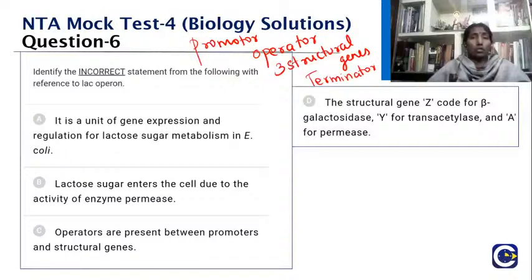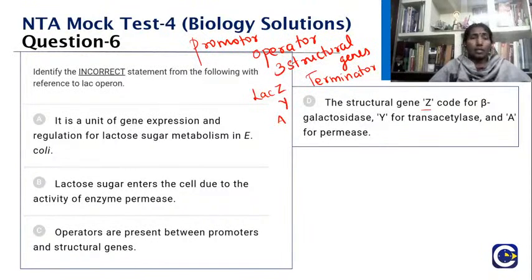So there are three structural genes: we have lacZ, then we have Y and we have A. The Z will always code for beta-galactosidase, the Y will code for beta-galactoside permease, and A will code for beta-galactoside trans-acetylase. Beta-galactosidase will cleave lactose into glucose and galactose. The permease helps in transport of the lactose sugar into the cell. The trans-acetylase helps in transfer of acetyl from acetyl-CoA to beta-galactosides. So that will be the role actually.